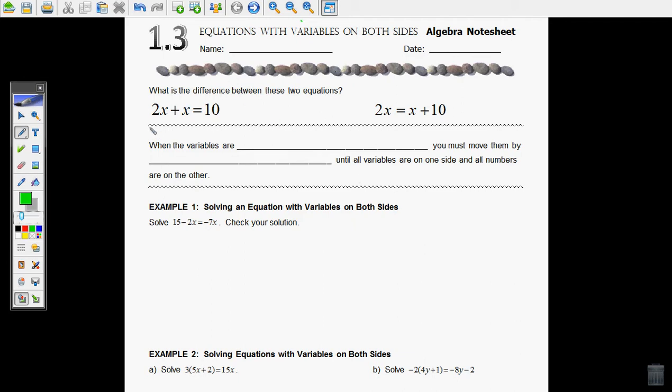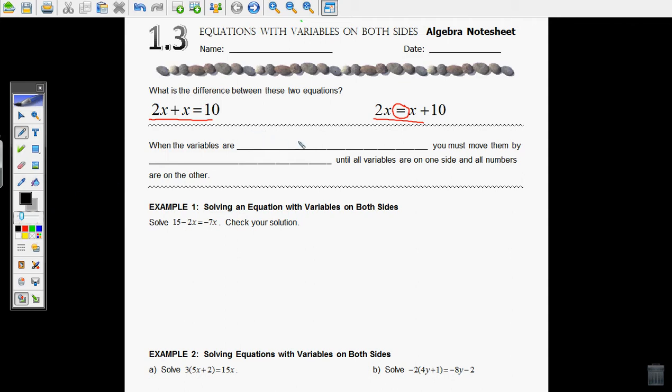So what we're looking at today is the difference between this equation, which has our x's both on the left side and just the number 10 on the right, and this equation, which now has our x's separated by an equal sign, on different sides of the equation. What do we do when I have my x's separated? In the last section, I was able to just combine like terms, and it was easy. But if I have them on different sides of the equation, it's not as simple to combine them.